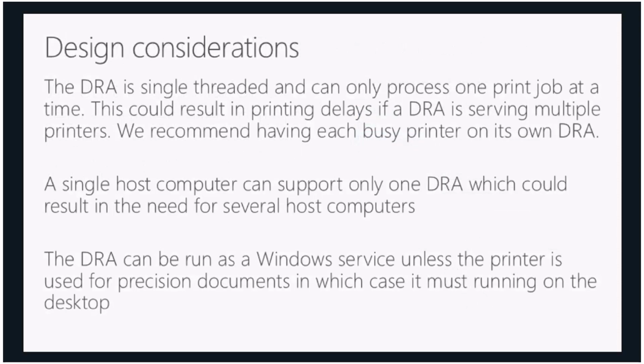So there's some considerations for the document routing agent. It's single-threaded, so it can only process one print job at a time. That could result in delays if a single DRA is servicing multiple busy printers. But we do have some FAQ at the end here, and there have been some changes and improvements made in this area, which makes the need for having multiple DRAs now less than it used to be as of Platform 12.